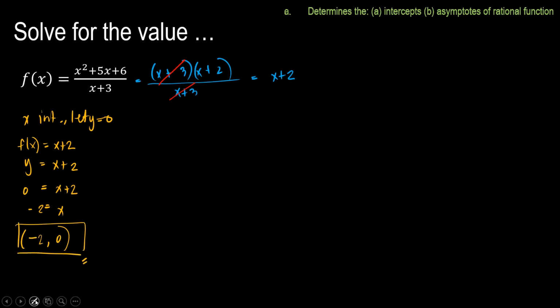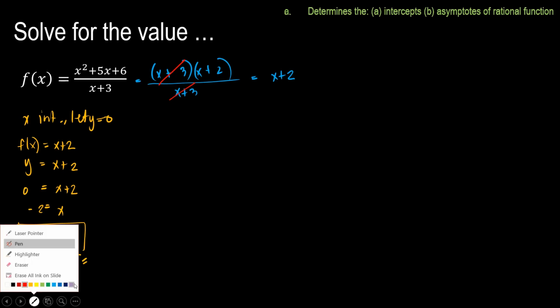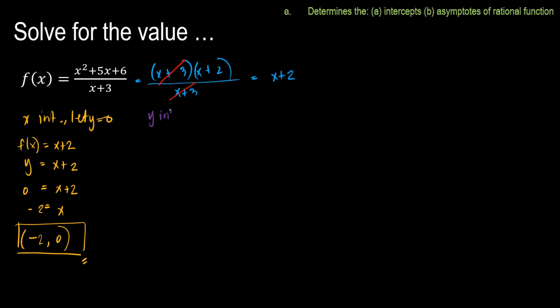Okay, next, let's get the y-intercept. For the y-intercept, let x is equal to 0. So we have the function f of x is equal to x plus 2 can be written as y is equal to x plus 2. Then let x is equal to 0. Therefore, our y-intercept is 2. So given that the value of x is 0, our y value is 2.